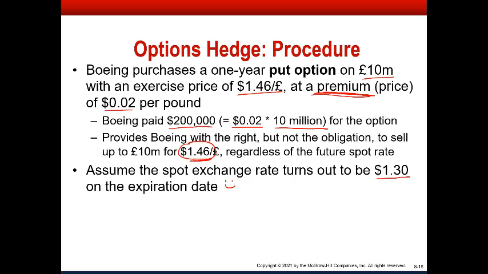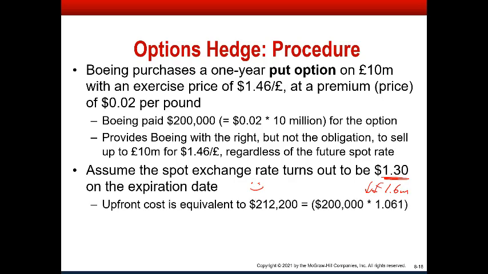Boy, we're glad we bought the put options at $1.46, because they would have lost 16 cents times 10 million pounds, and that would work out to be 1.6 million dollars that they'd be down. So they're going to be very happy about this if that's how things turn out.